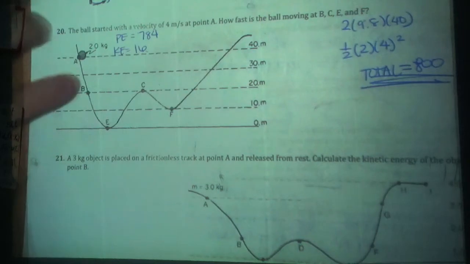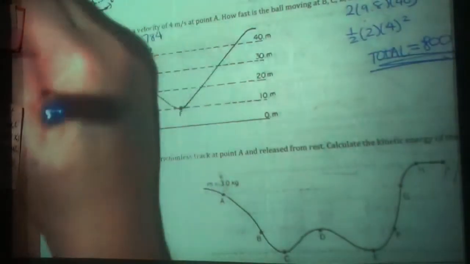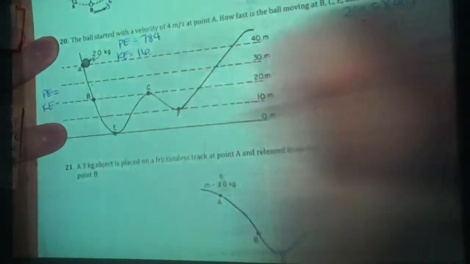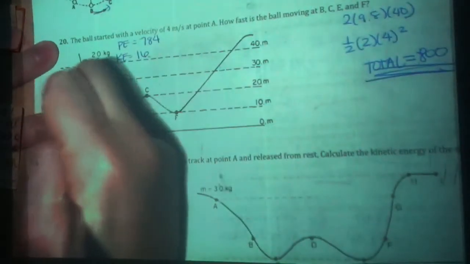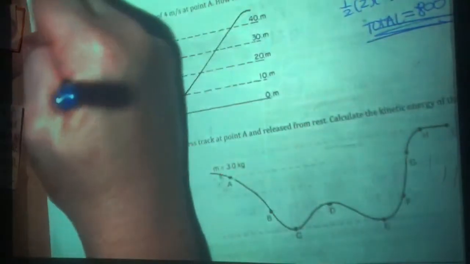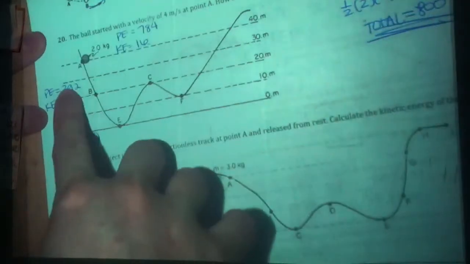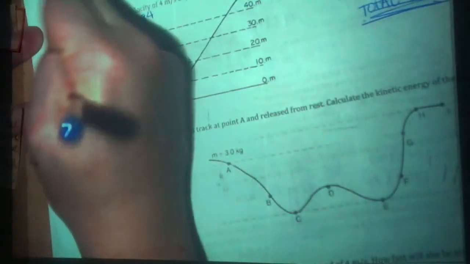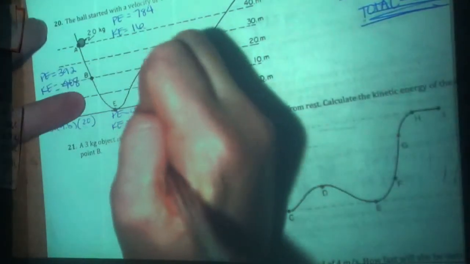And energy is conserved, so that's going to be my total at every single point. So now we go to point B. Again, I have both potential and kinetic. You have the height, so we plug in mass times gravity times height of 20, which gives me a potential energy of 392. If I have 392, but I have a total of 800, that means I have 408 kinetic. Go to E, my potential would be 0 here, which means my kinetic would be all of the energy, 800.